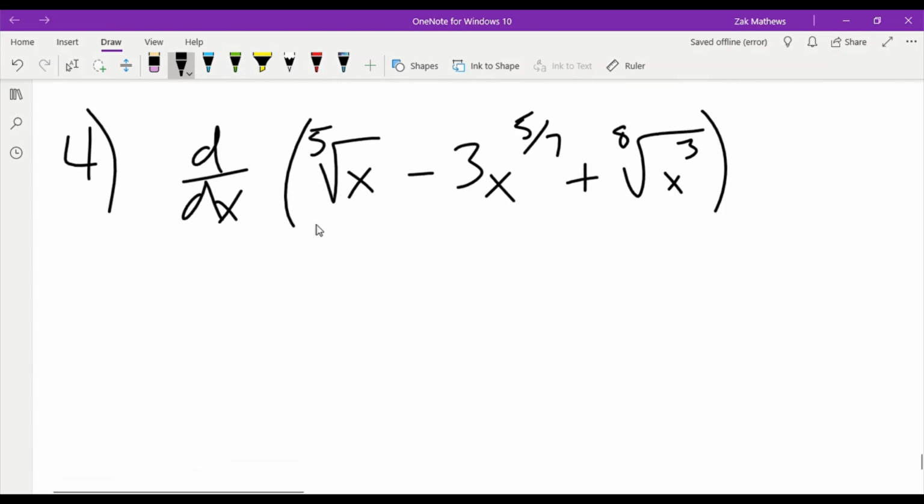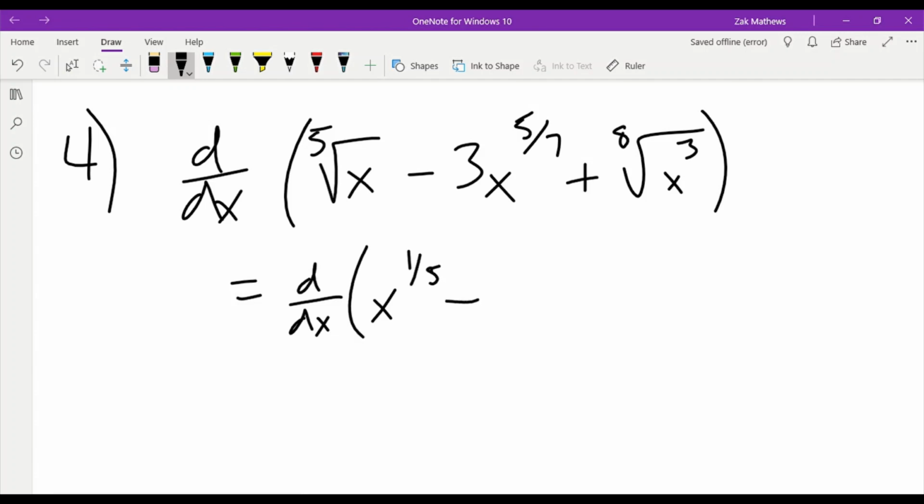I'm going to write this one underneath just so I have a little bit more space to do my work rather than just writing it to the side. It's not quite as easy this time. So we're going to take the derivative of each of these terms first, but we didn't talk about radicals. We don't have a radical rule, but remember, radicals are just fractional exponents. So if I wanted to, I can write the 5th root of x as x to the 1/5.